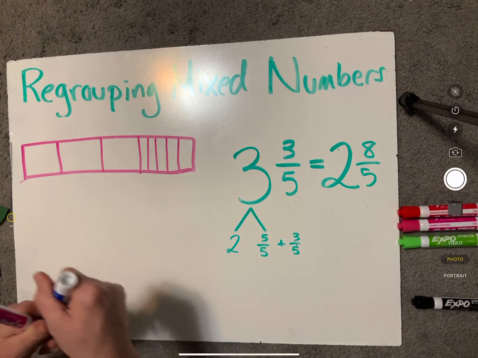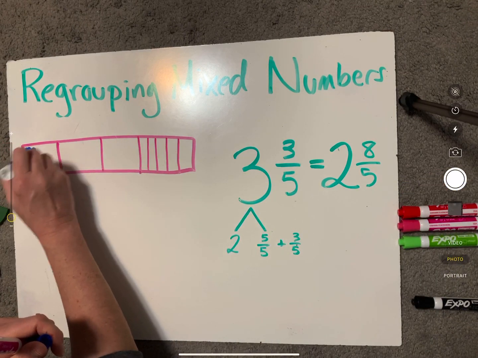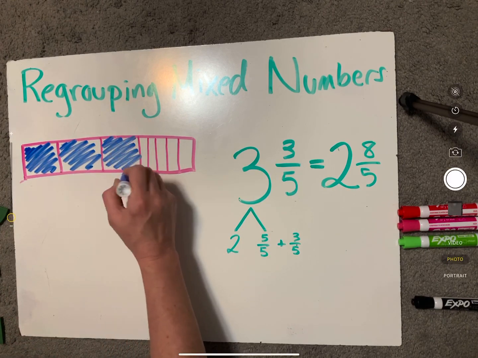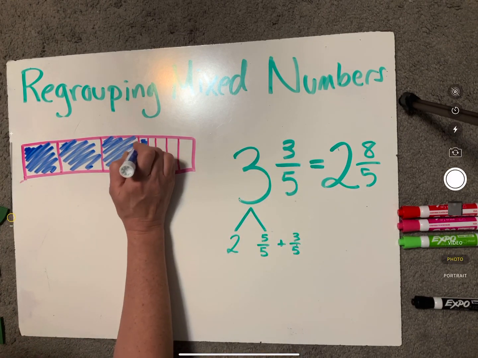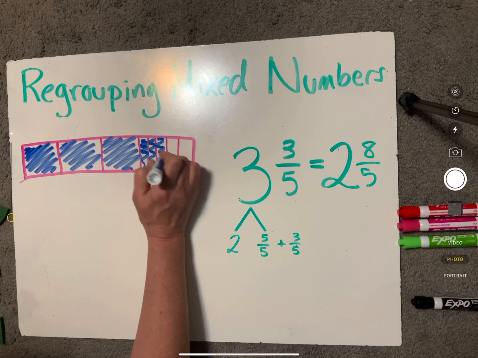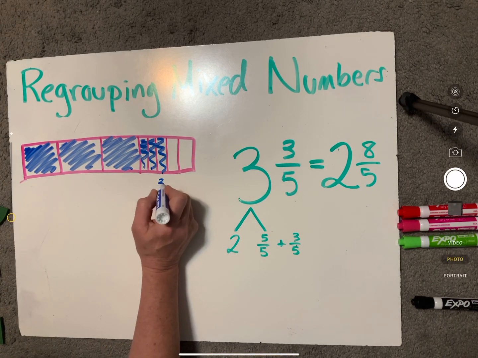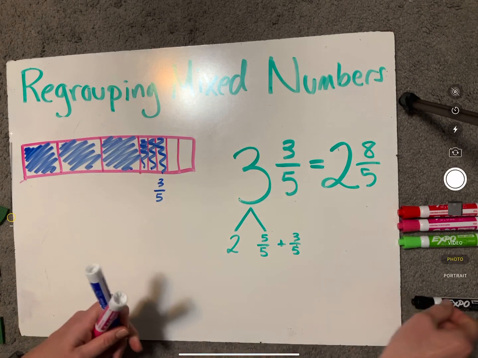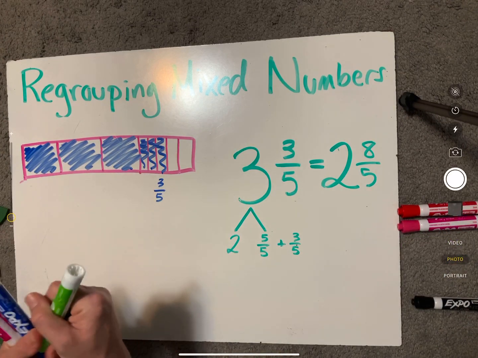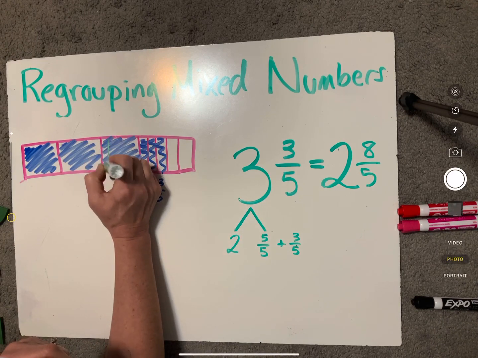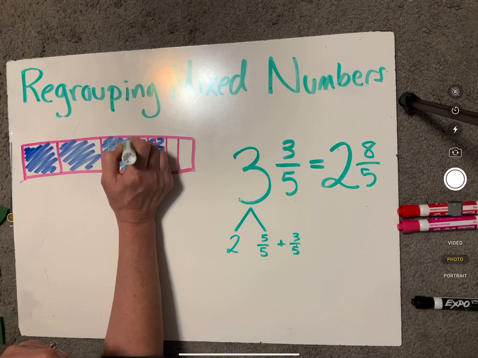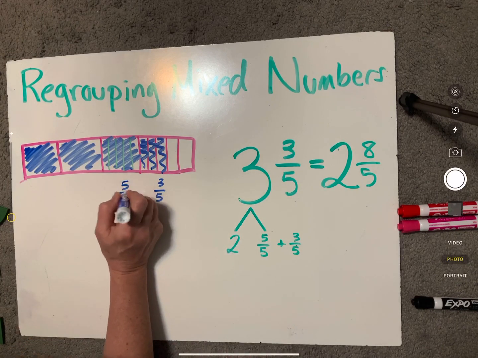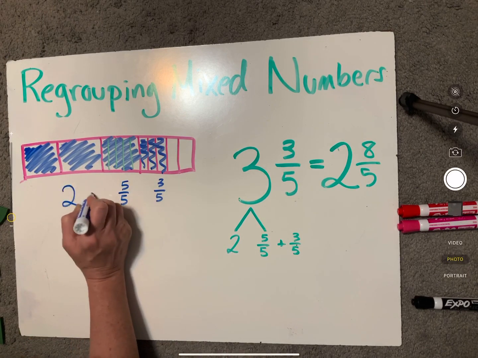So if we were to shade this, we get 1 hole, 2 holes, 3 holes, and we have 3 fifths. So 1, 2, 3, right? So this is 3 fifths. And then if we were to split this out again, so let's get a green one here. If we were to split this into fifths, 1, 2, 3, 4, 5, now this is 5 fifths, and then this is our 2 wholes.